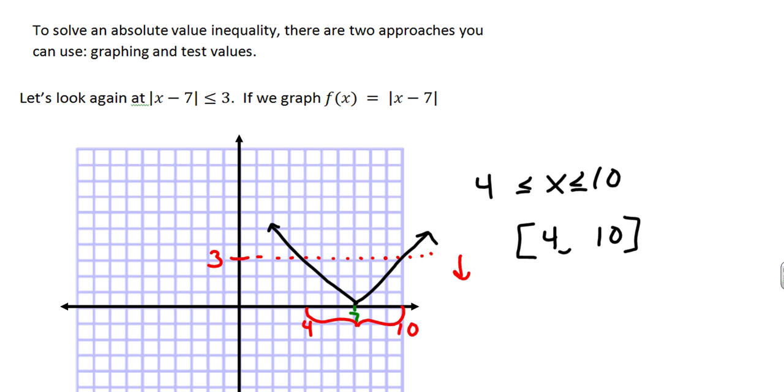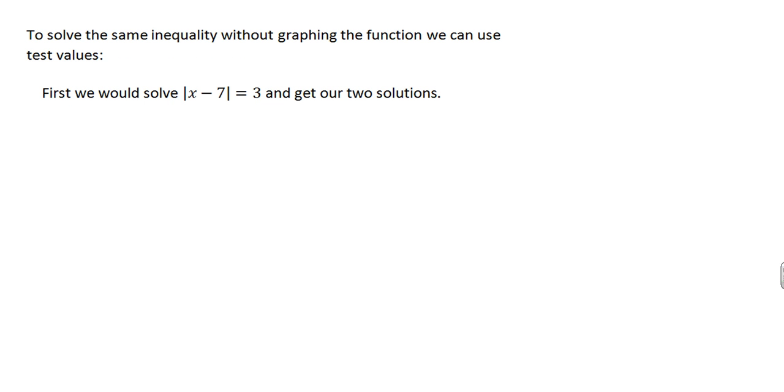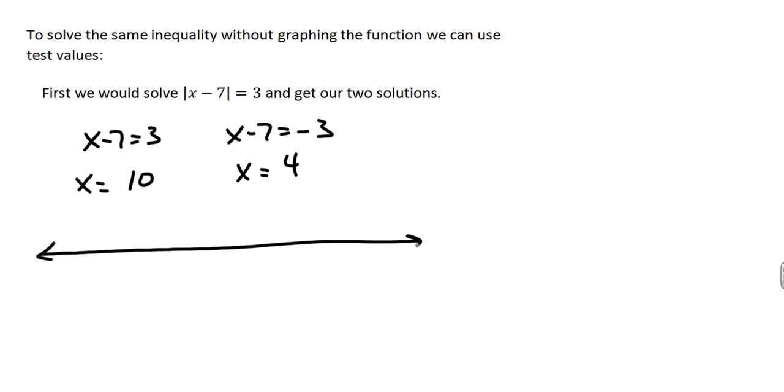The other method we can use to solve the same problem, with the test values, is we first take the inequality, set it equal to 3, and get the two solutions to that equation. Those are what we call critical values. These are going to be where the value changes from being less than 3 to greater than 3. And I'm going to take these two values, put them on a number line. When they're on the number line, that divides the world of numbers into 3 groups. And I can pick a test value within any of these.